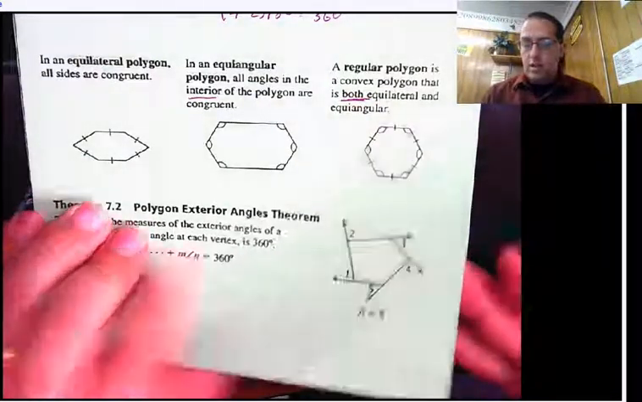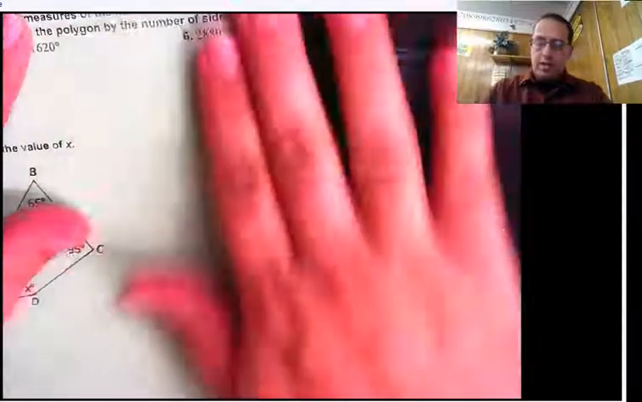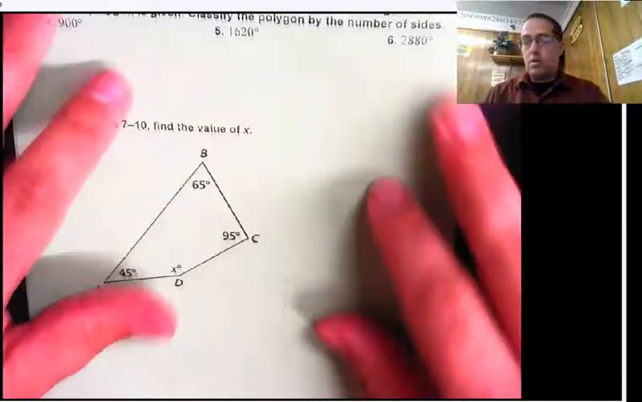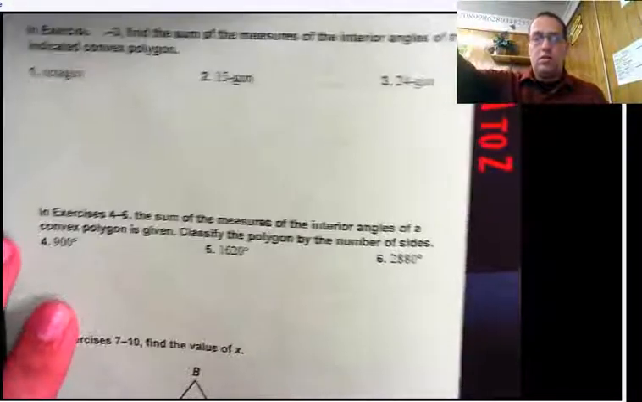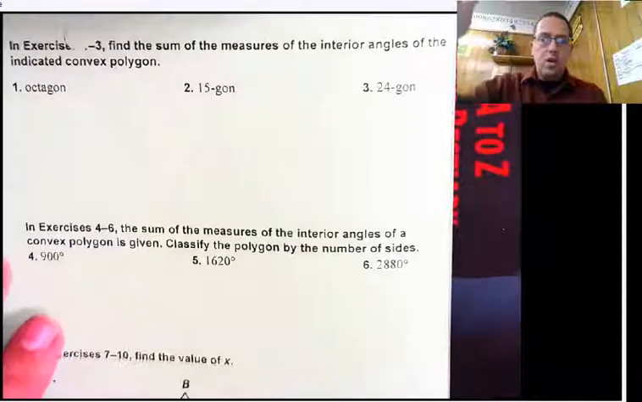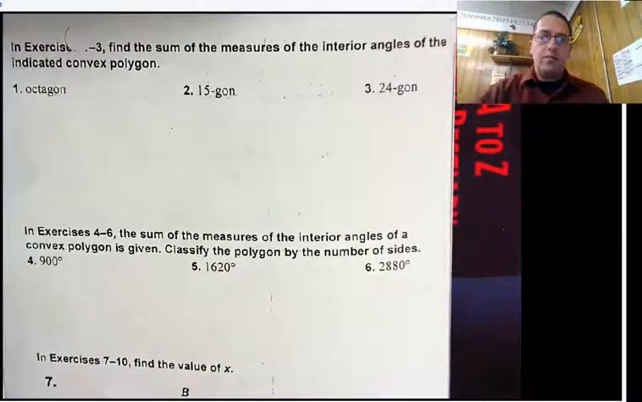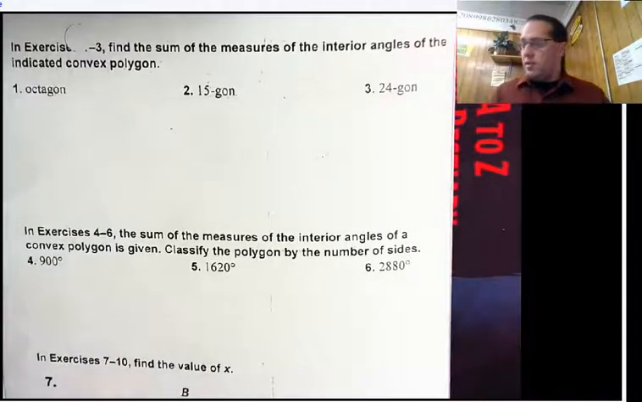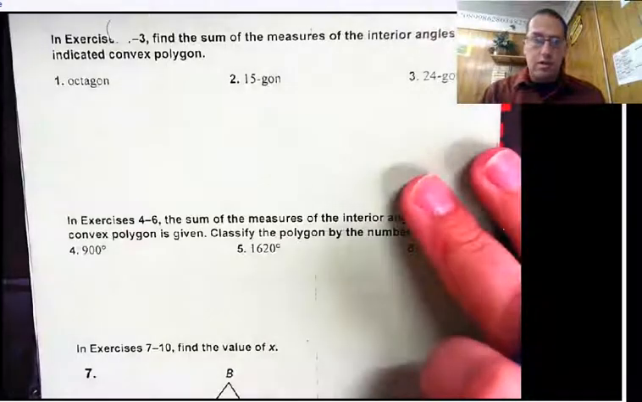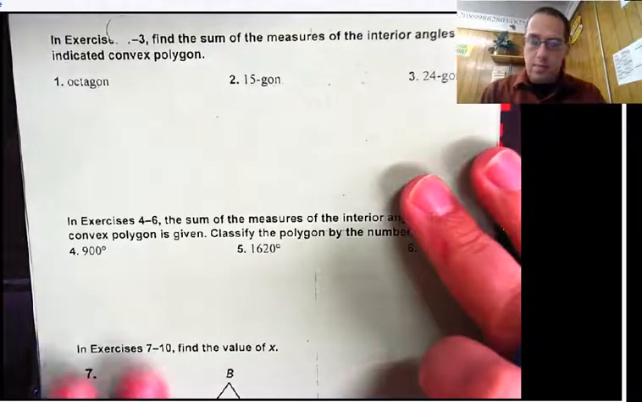All right, so let's take a look at this. Let's do some examples. That's all of the theorems and the technical information stuff. Let's do some work with this. How are we going to use these theorems that we've talked about? All right, so on these first ones, we want to find the sum of the measures of the interior angles of the indicated convex polygon. All right, and so these numbers are going to be big enough. I'm actually going to use my calculator today. Don't normally, but we will today.